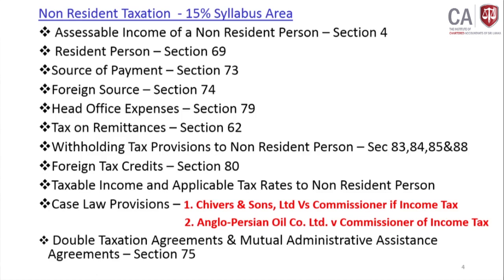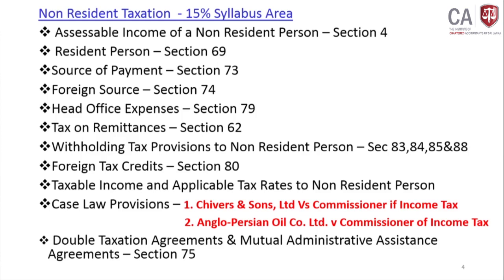Assessable income of a non-resident person, Section 4. Resident person, determining the residential status of a person, the individual or the company, Section 69. Source of payment is really important. If you are referring to this material, put an asterisk mark, it's very important: source of payment, Section 73. Next one, foreign source, Section 74. And head office expenses, Section 79. Tax on remittances, Section 62.